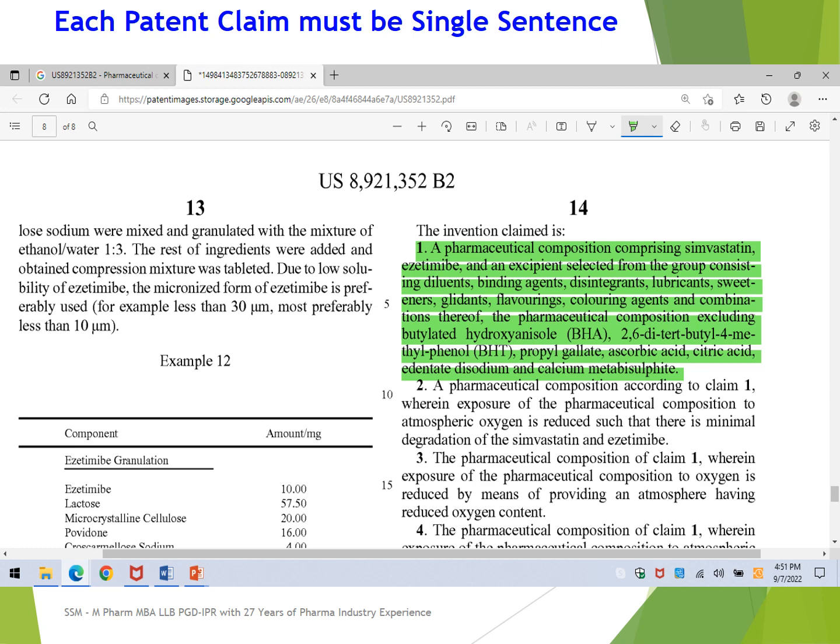So in this actual patent image, you will see an example of how the claim should be a single sentence. Each patent claim must be a single sentence. If you read claim number 1 or any other claim, you will find it will be a single sentence only. Full stop will come at the end of the claim.